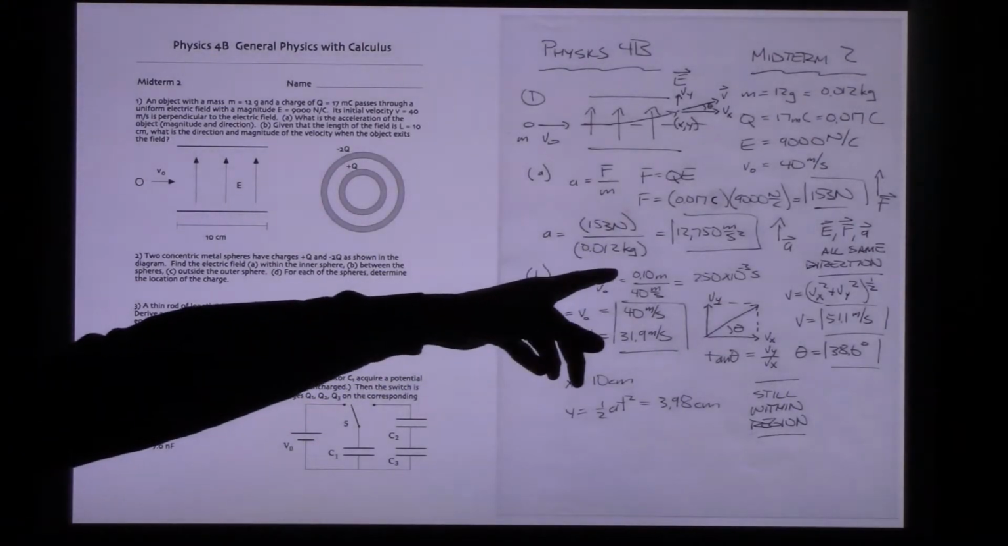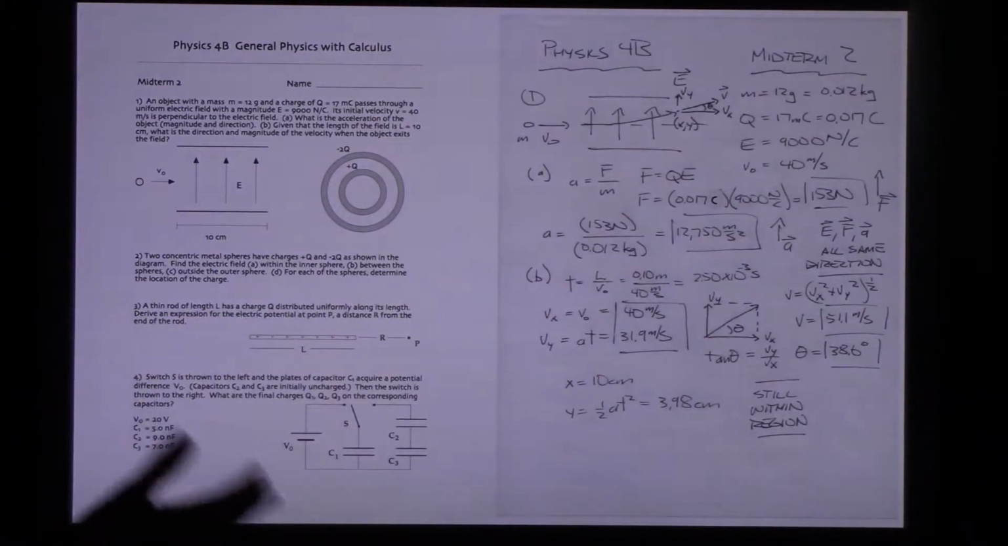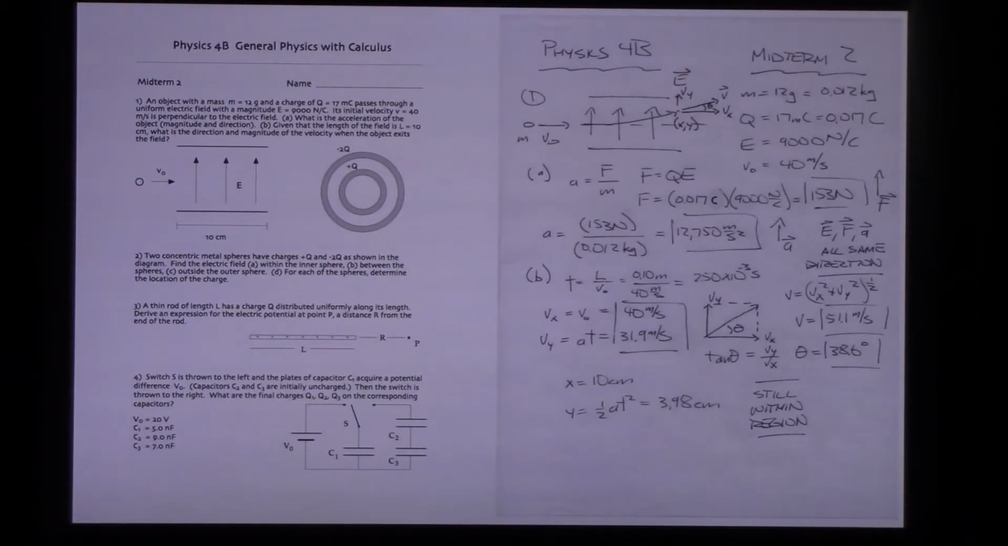If we did include gravity, near Earth the gravitational field is about 9.80 meters per second squared. That's not very big compared with the acceleration we have due to the electric force. So if we did include gravity, it would have a negligible effect in any case.